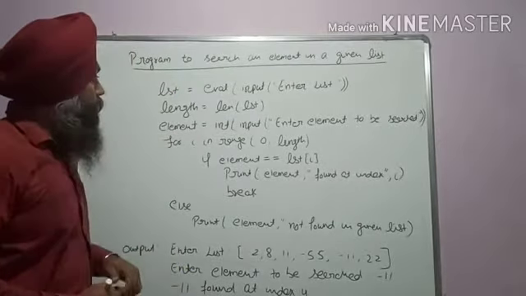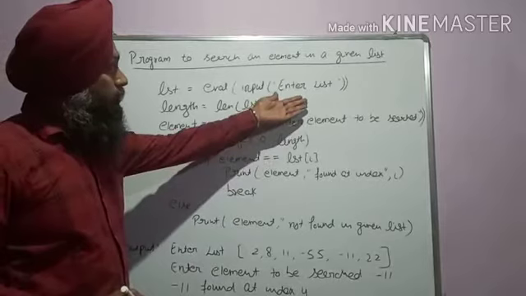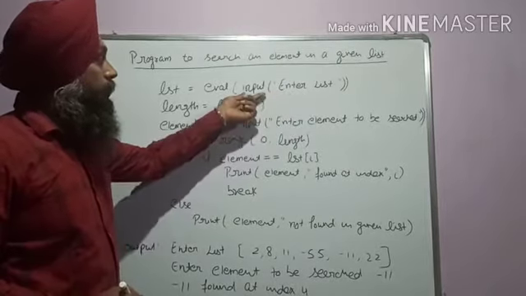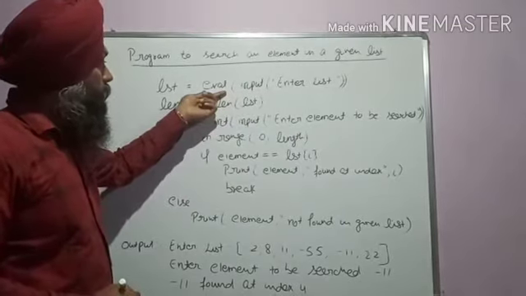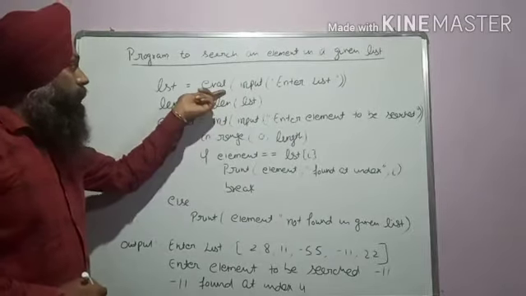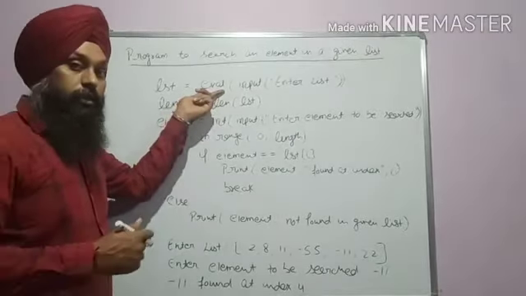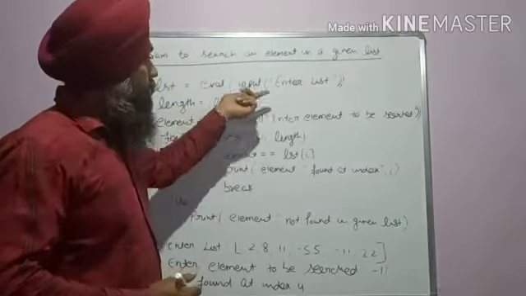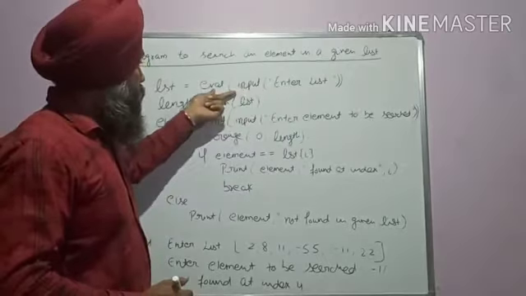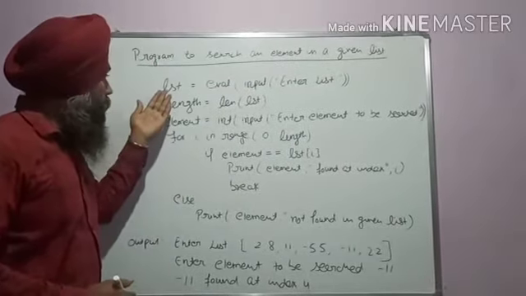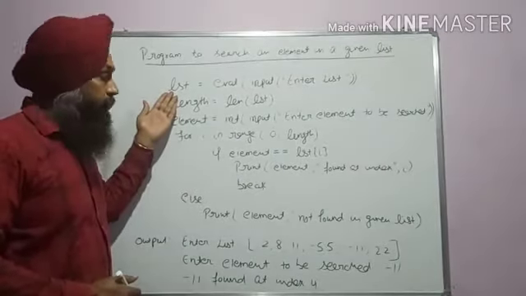First of all, we are asking for the list from the user through the input function. And here we have also used the eval function. The eval function will maintain the type of the list which we will enter here. So list values will be assigned to this list.